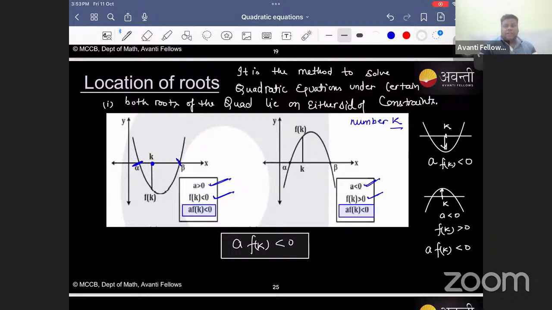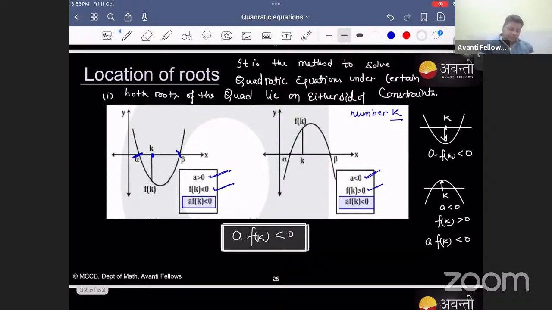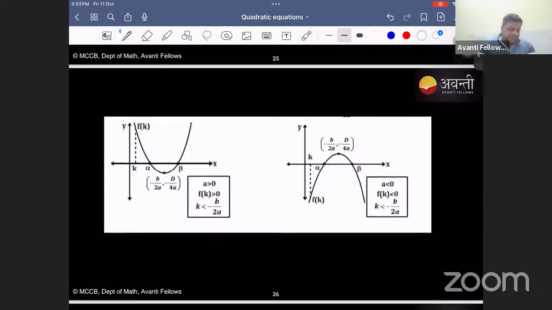So in any case, either it is an upward opening parabola or a downward opening parabola, a into f of k is less than 0. Got it? Now, let's go with the second case. The second case is both the roots.